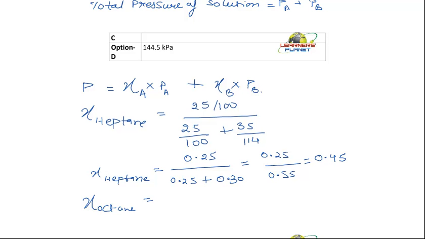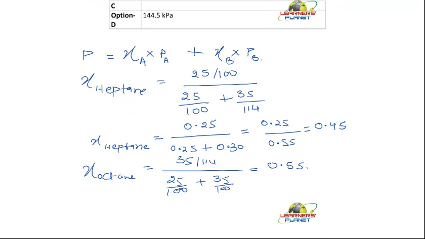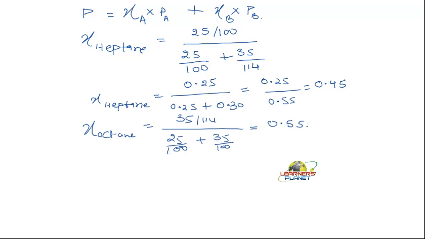Likewise, the mole fraction of octane will be equal to what? 35 divided by 114, that is divided by 25 by 100 plus 35 by 100. So here I'll get 0.55. This would be 0.35 divided by 0.55. So if it's 35, round it off, you'll get 0.55.